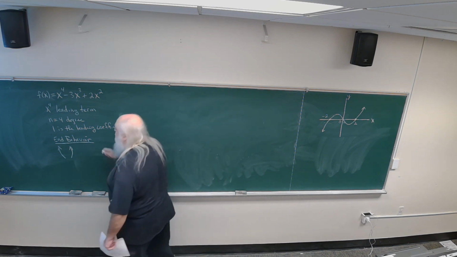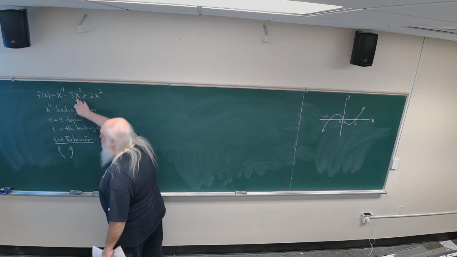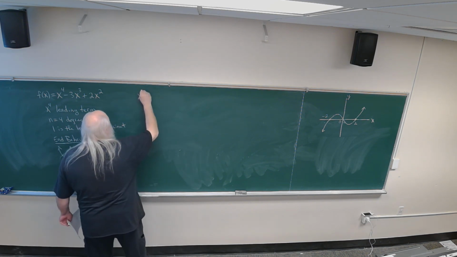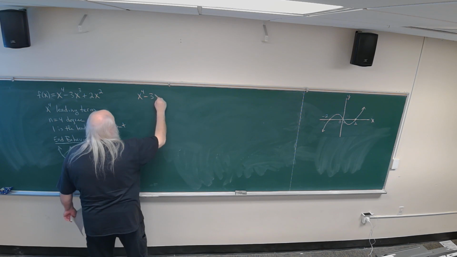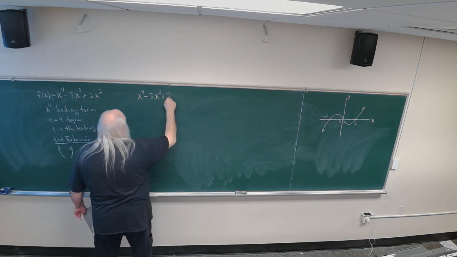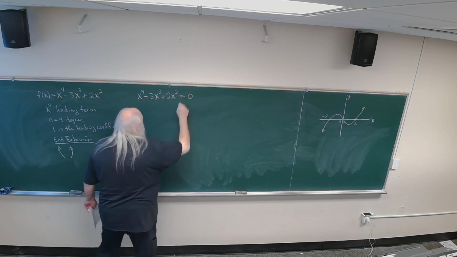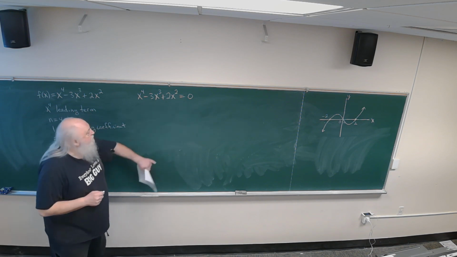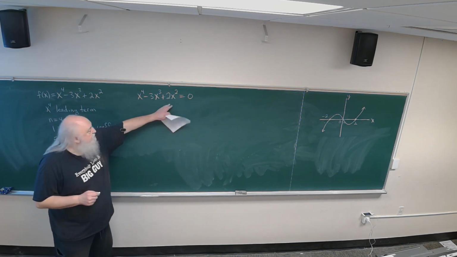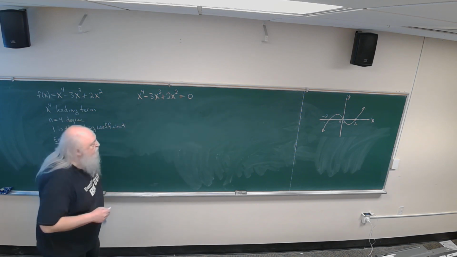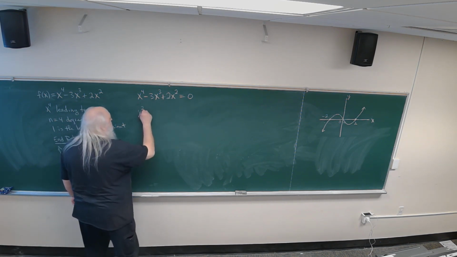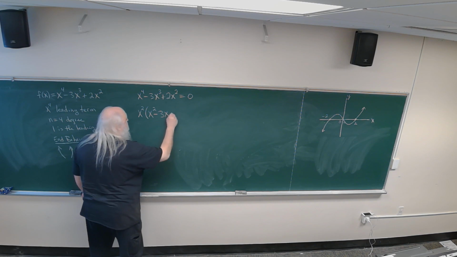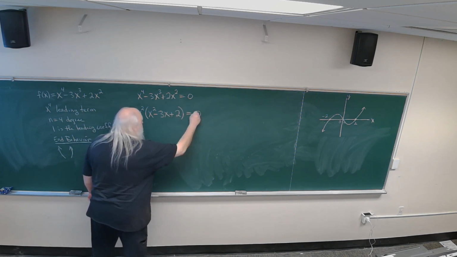To find the x-intercepts, find the zeros. You set the right-hand side of the polynomial function equal to 0. So we have x to the fourth minus 3x cubed plus 2x squared equal to 0. We have 3 terms involving x. Each term involves x, and the lowest power of x is 2, so we can factor out an x squared. So x squared times x squared minus 3x plus 2 is equal to 0.